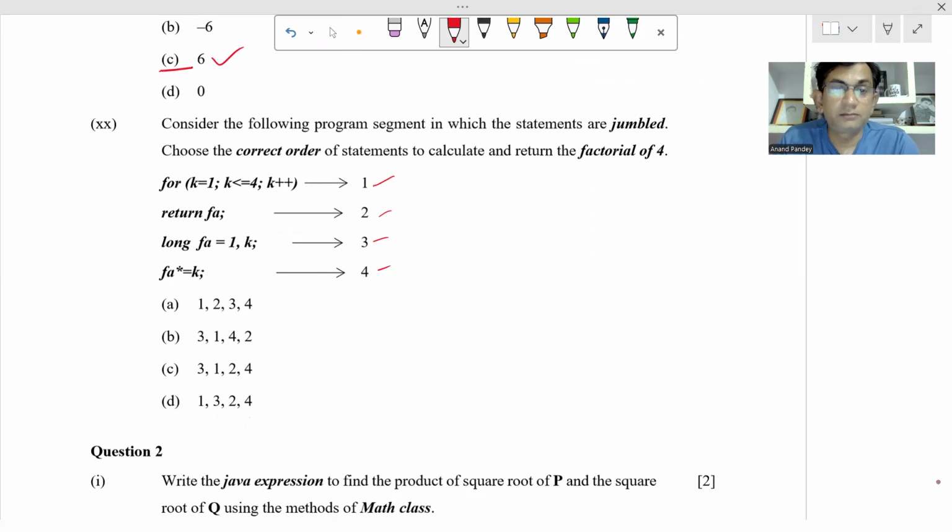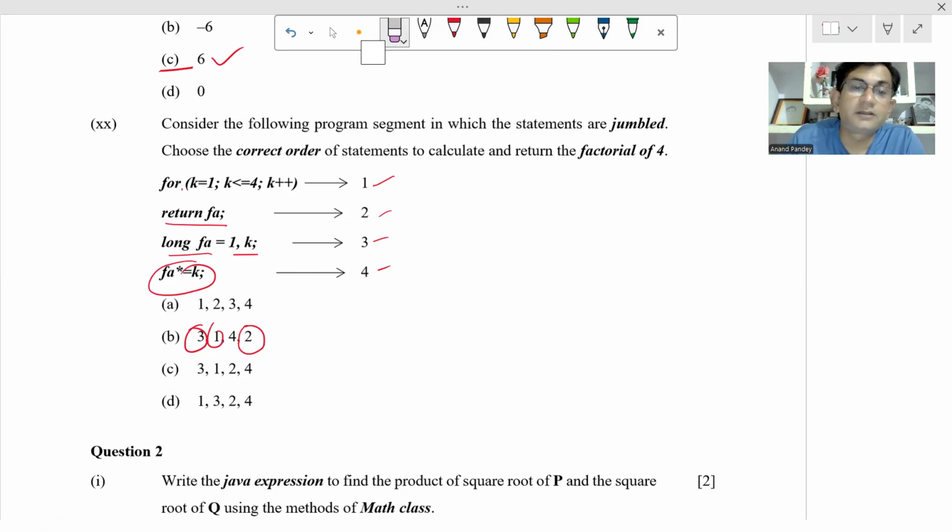See here, so returning will be the last point. Obviously, see this option. Anyhow, you can get the value of f will be initialized to 1. Then this is the first option. It should be the first option. Then this loop. Then this multiplication. So this one will be the answer.